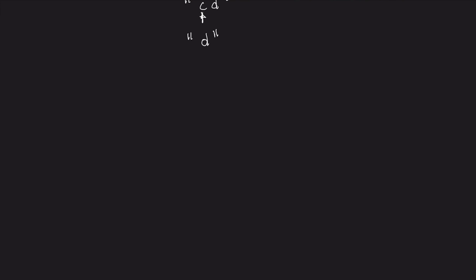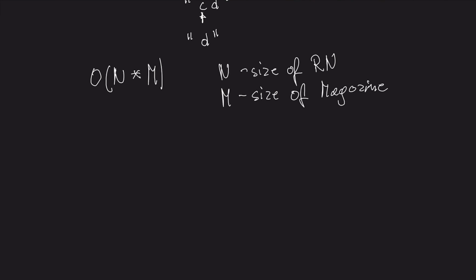The time complexity of this solution is O of n times m, where n is the size of the note and m is the size of the magazine. It is n times m because for every letter in the ransom note, we have to do a search through the magazine and erase the letters. So it is n letters in the ransom note times m searches in the magazine. The space complexity is O of 1. We are not using any additional memory.